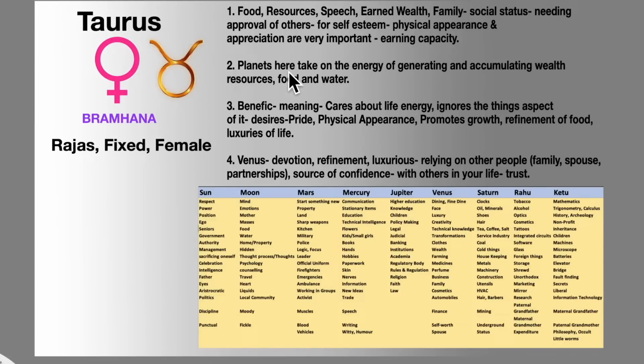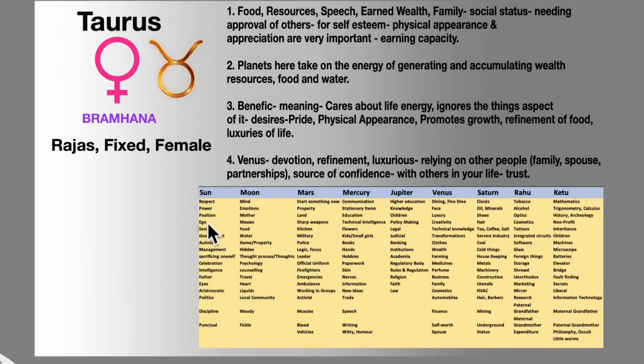Number 2, planets here take on the energy of generating and accumulating wealth and resources, food or water. So basically, if planets or points fall in Taurus, they consider that particular planet as resource. For example, let's look at this Karaka chart below. If Sun falls here, you will consider your respect, your sense of power, your position as your resource. You see what I'm saying?